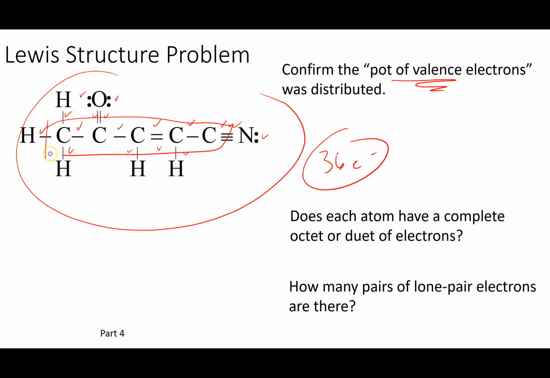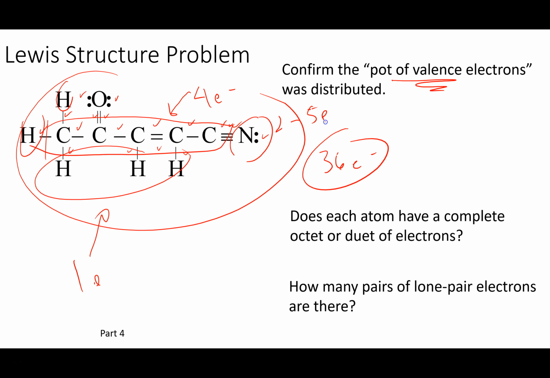Carbons are 4A, so they each bring 4 electrons. The hydrogens are all just 1 electron each. So you'd be adding all these up. Nitrogen is 5A, so it brings 5 electrons, and oxygen 6A, so it brings 6 electrons.